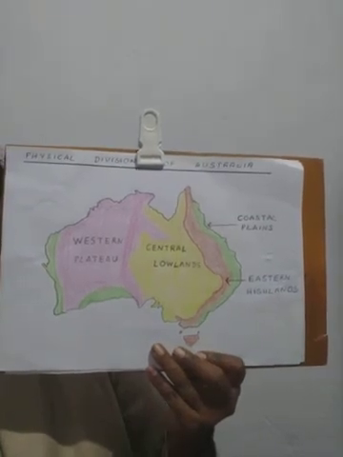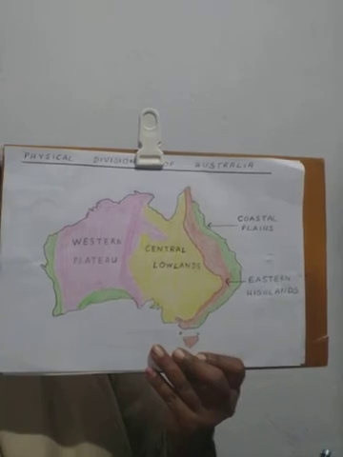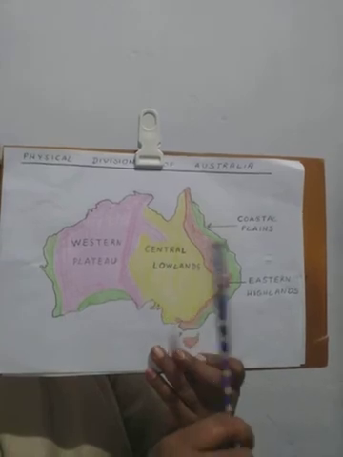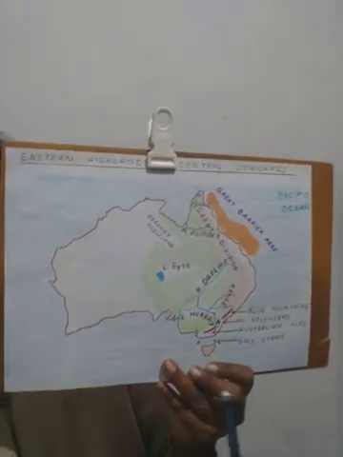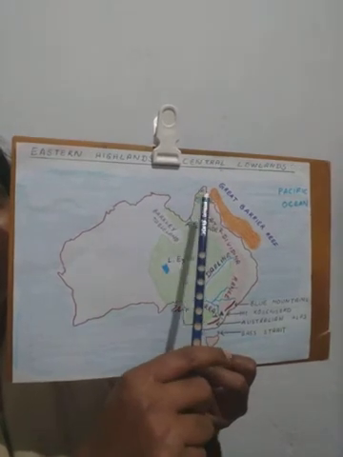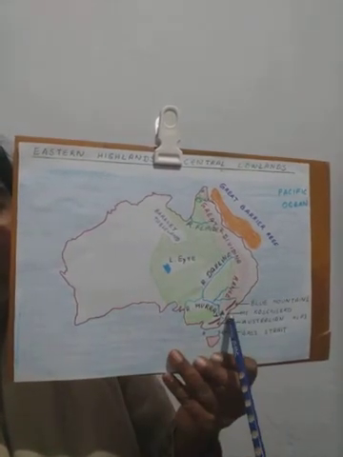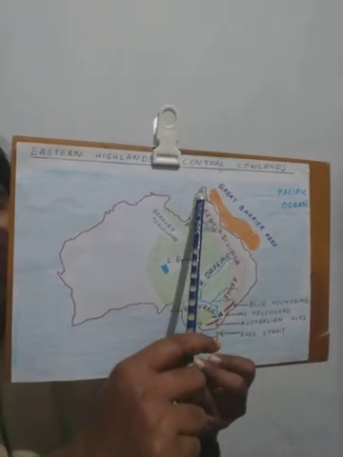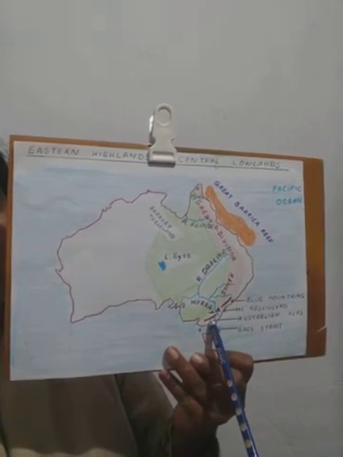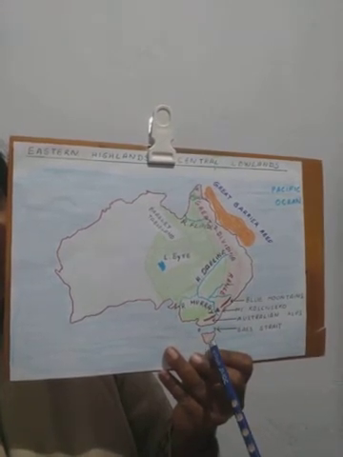In this class today, we shall see 2 physical features, that is the Eastern Highlands and the Central Lowlands. So now starting with the Eastern Highlands. Here you can see the brown shaded portion. The Eastern Highlands run parallel to the eastern coast, extending from Cape York in the north to the state of Victoria in the south, and extends even up to the island of Tasmania.